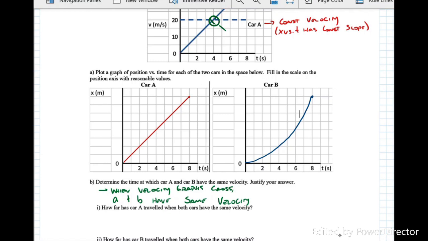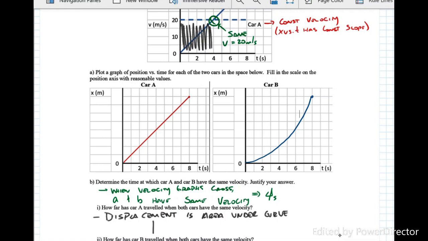So to look at that, we need the area for car A. So the displacement is the area under the curve. So for car A, I need the area. That's just a square. The height is 20, the base is 4. The area is 80 meters.